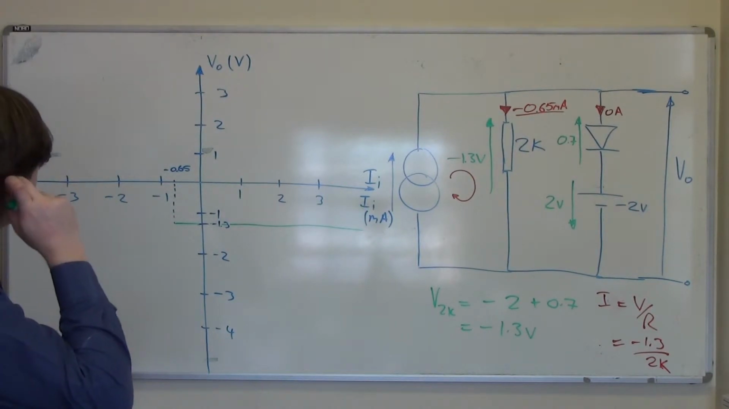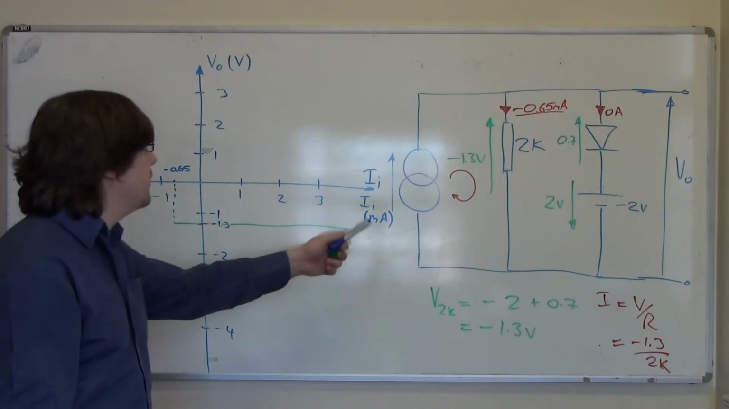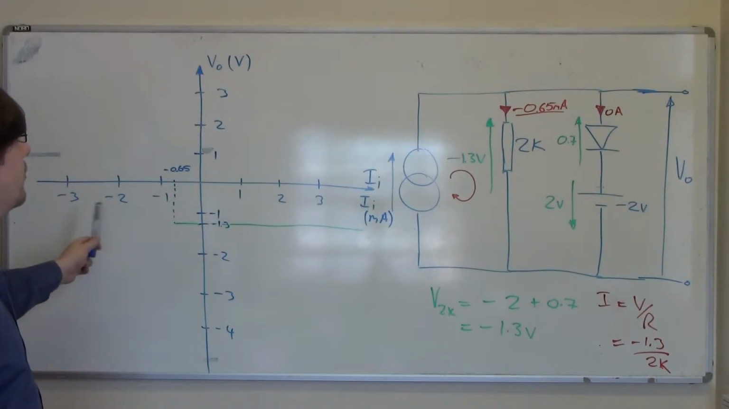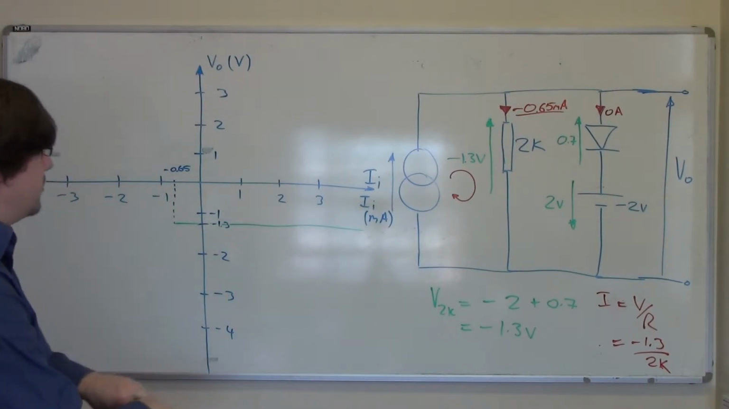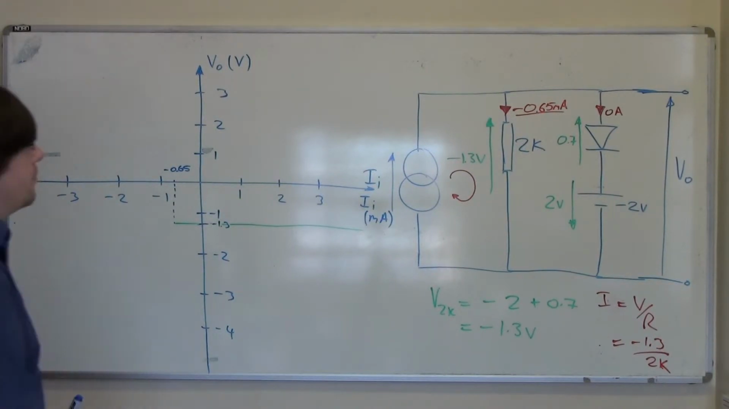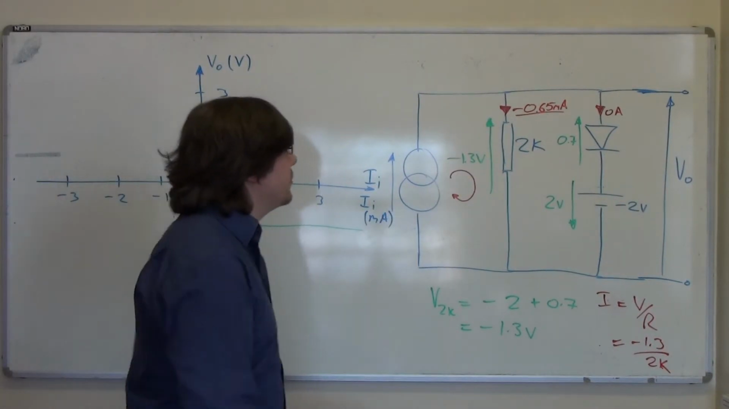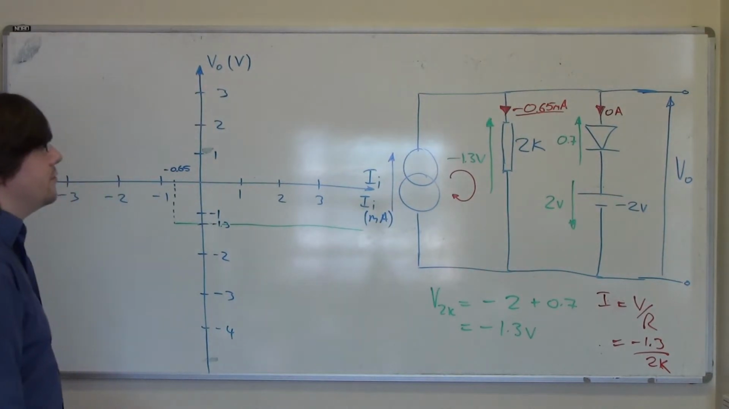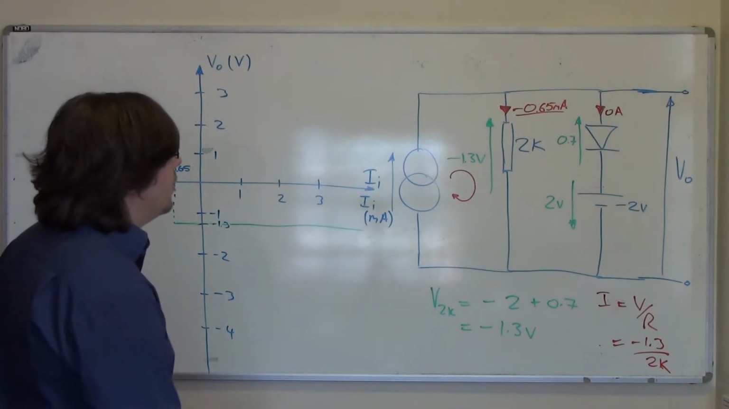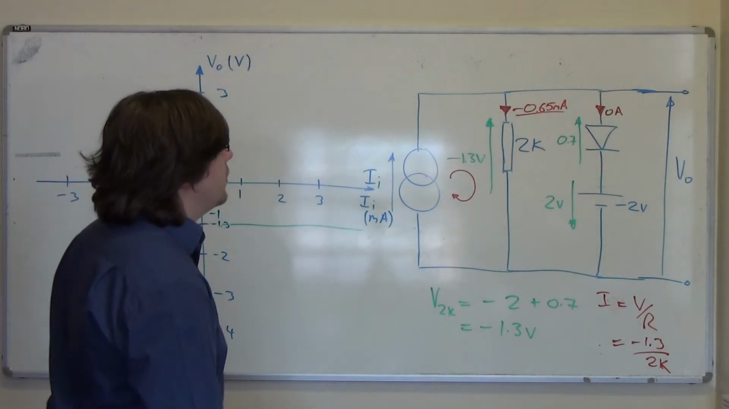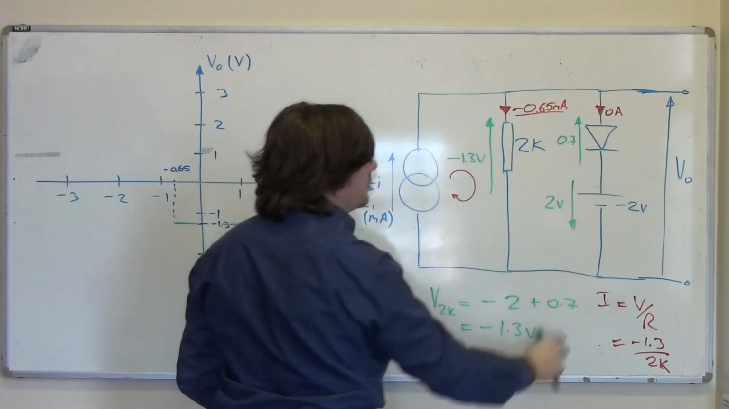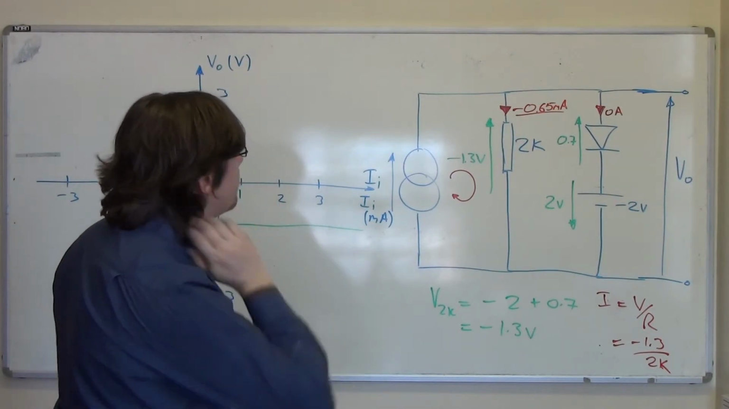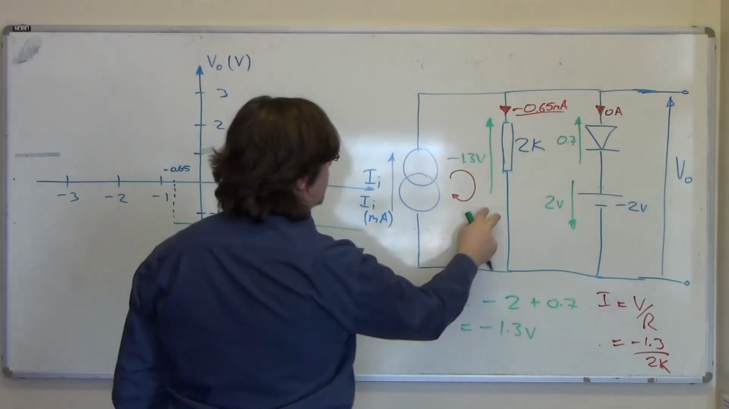What about when it's not clamping? What if II is sufficiently less, a lower value, more negative than minus 0.65 milliamps? Well, what happens then? Well, the diode won't be conducting because it won't have managed to have 0.7 volts across it. Consequently, there is no clamping action here, and this pathway may as well not exist because the diode won't be conducting. So what we'll have is a current source driving a resistor.